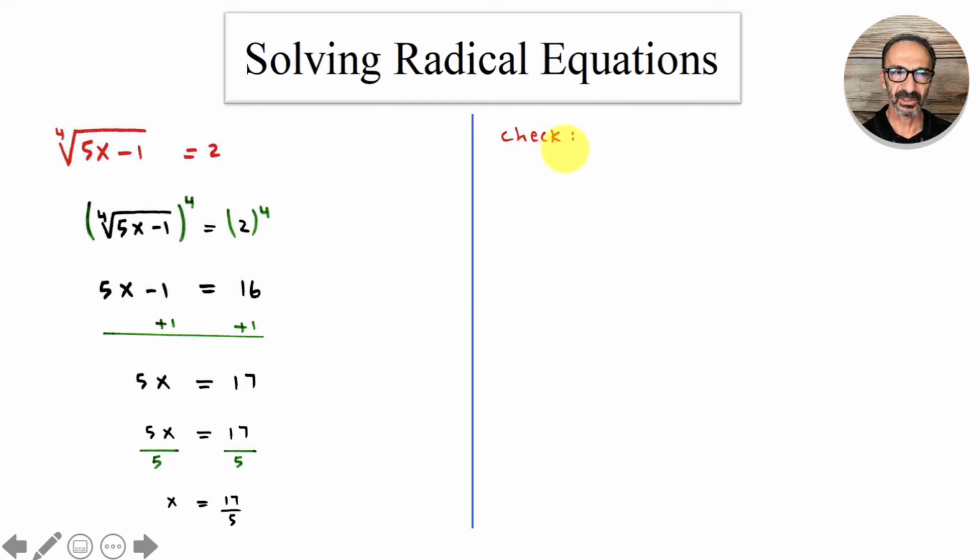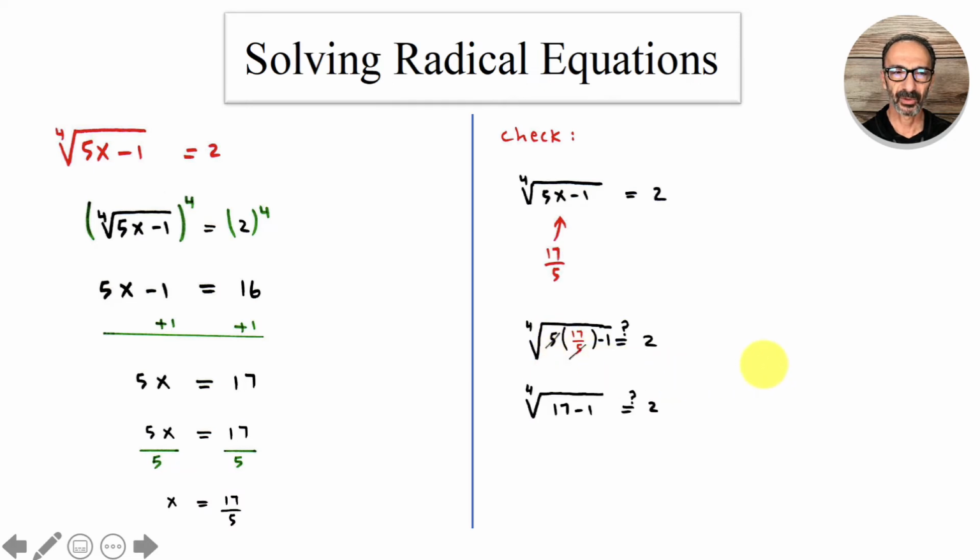We need to check as a habit. It's a good habit for square roots and when we square both sides. Now here's the equation. We're going to plug in 17 over 5 into x. Once you do that, 5 cancels, which is good. Inside I will have 17 minus 1, which gives me 16. And the fourth root of 16 is 2, because 2 times 2 is 4, times 2 is 8, times 2 is 16. Okay, we're done.